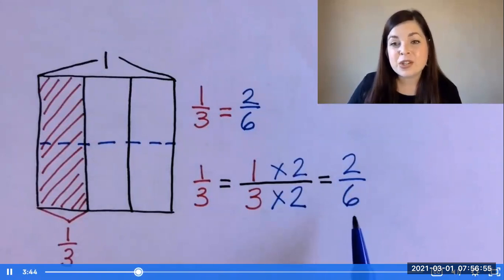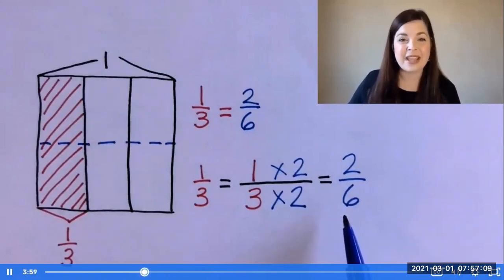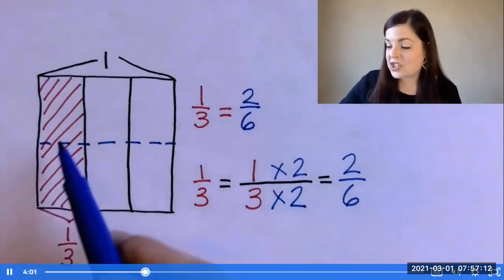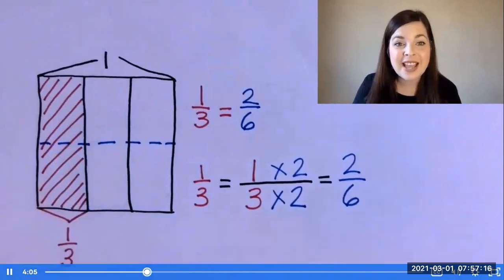Now, when we made 2/6, this fraction here, using multiplication, did we make a larger fraction? How do you know? Pause the video to talk out your thinking. Hopefully you said, no, we didn't make a larger fraction. We didn't shade any more of the whole. So the fraction of the whole that's selected is still the same. We didn't change the size of the fraction.